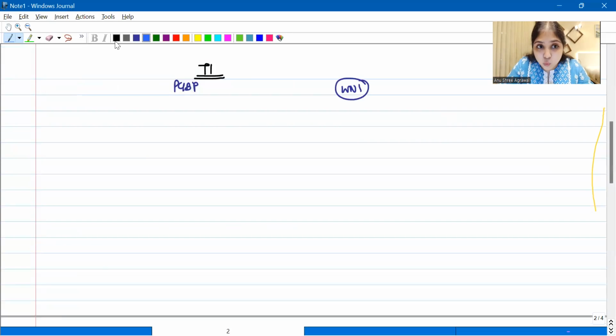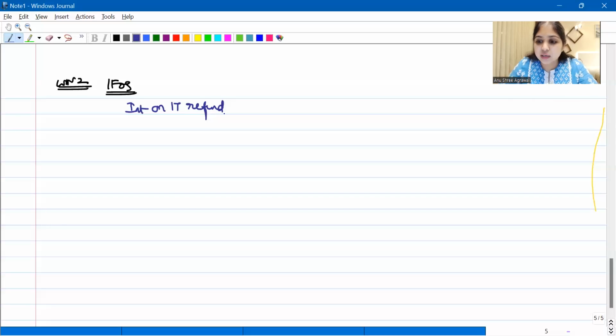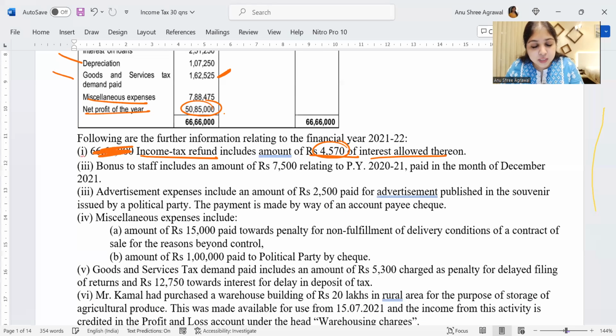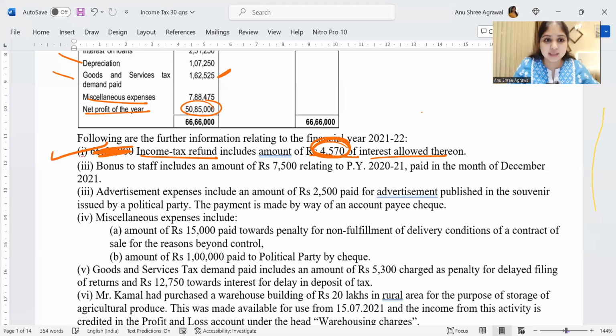So first of all, in my total income, I'll have to open another head for IFOS. Let us say working note number 2. After my PGBP working note, I'll open working note number 2 with the heading IFOS. Under IFOS, we have interest on income tax refund. How much interest do we have on income tax refund? Here we have 4,570, guys. So this is the number which I'll put over here. Interest on income tax refund. Okay, done. Then what else? Look at the next adjustment.